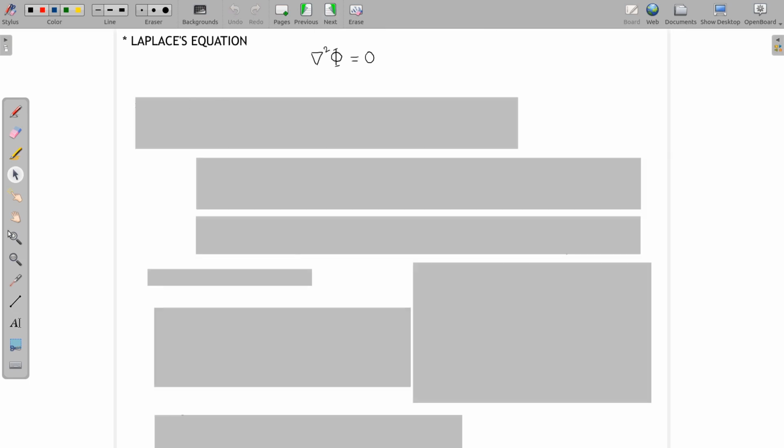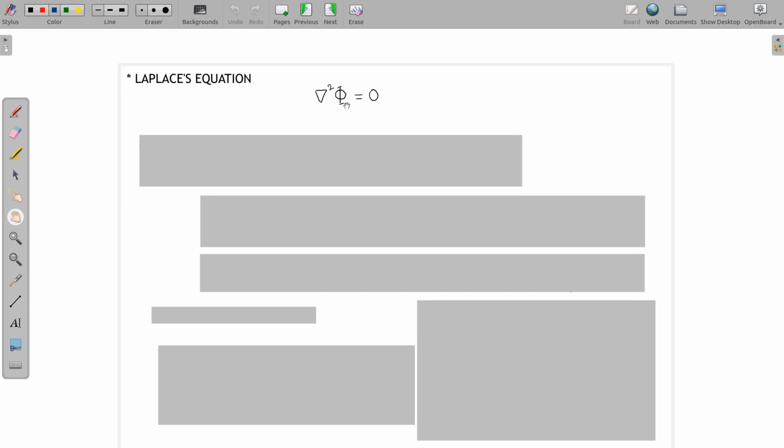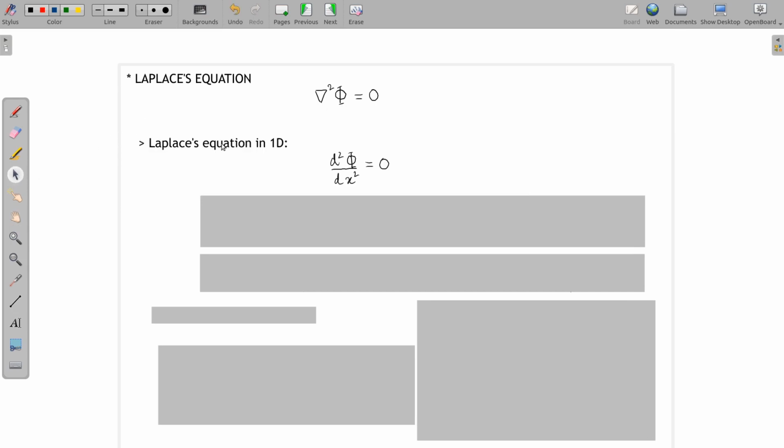So this is the Laplace equation: the Laplacian of phi is equal to 0. Now we'd like to obtain some kind of insight into how the solution of the Laplace equation actually behaves. So we'll start with the simplest case, that is the Laplace equation in one dimension.